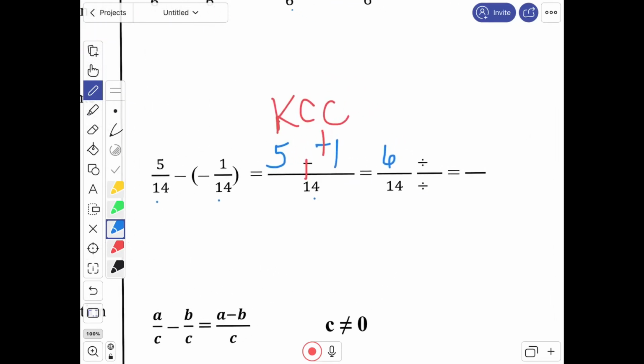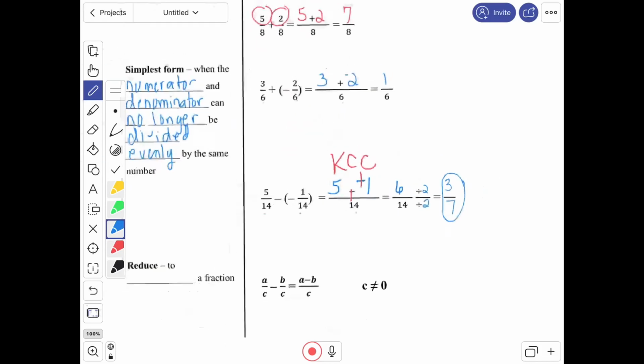But that's not in simplest form because we can divide 6 and 14 by something. They're both even, so we can divide them both by 2. 6 divided by 2 makes 3, and 14 divided by 2 makes 7. So the simplified version is 3/7.